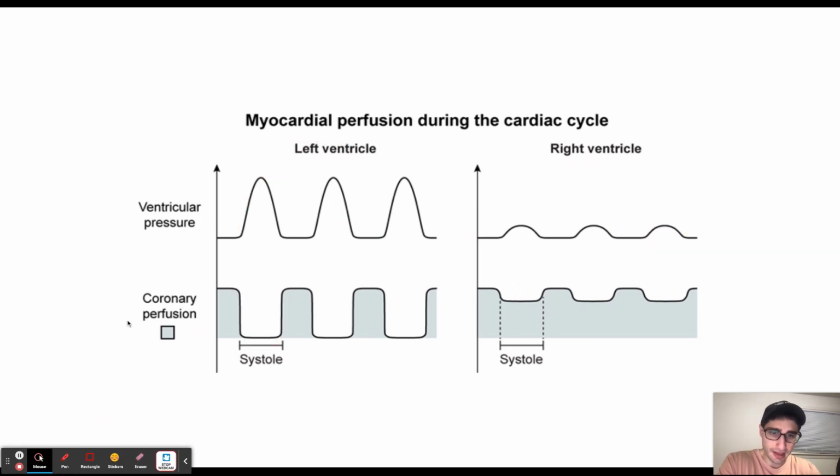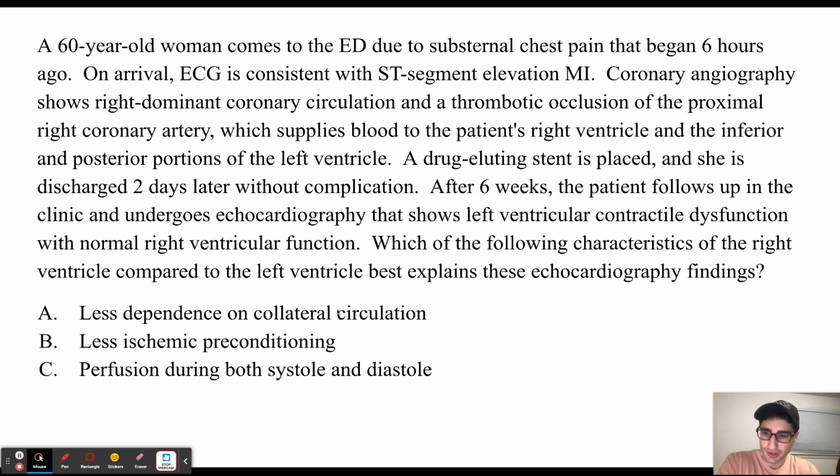Now let's go to the next slide where we are going to have a question to nicely summarize the things that we discussed. A 60-year-old woman comes to the emergency department due to substernal chest pain that began 6 hours ago. On arrival, ECG is consistent with ST segment elevation MI. Coronary angiography shows right dominant coronary circulation and a thrombotic occlusion of the proximal right coronary artery, which supplies blood to the patient's right ventricle and the inferior and posterior portions of the left ventricle. A drug-eluting stent is placed and she is discharged 2 days later without complication.